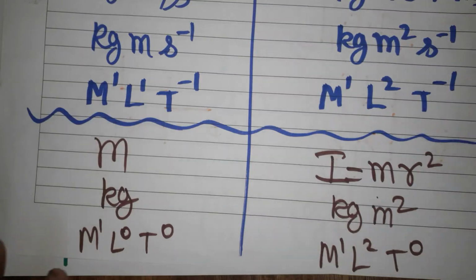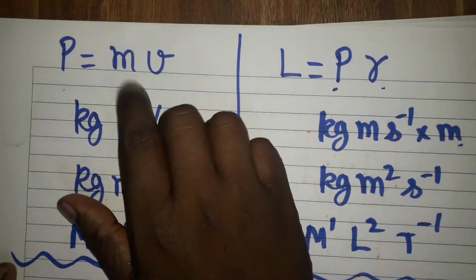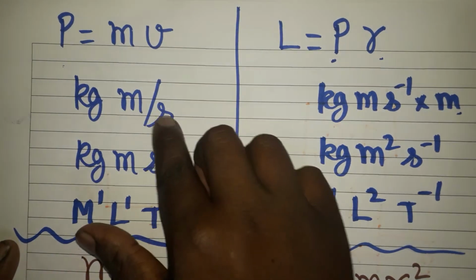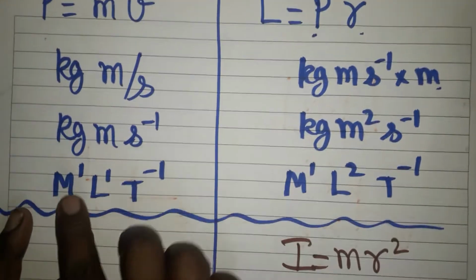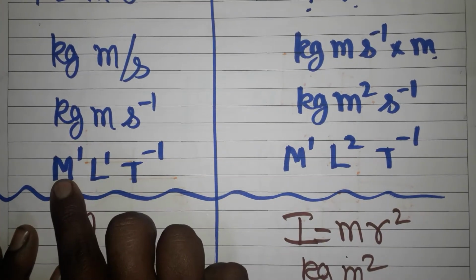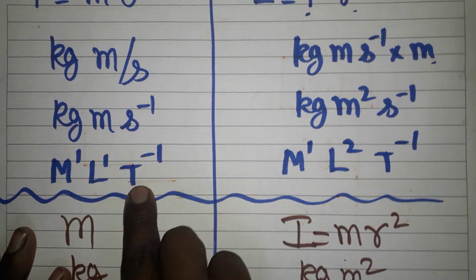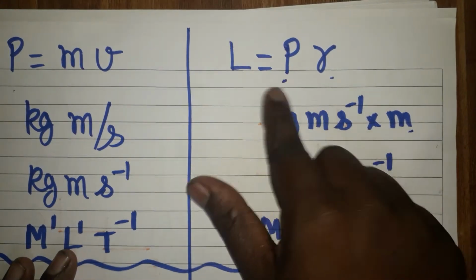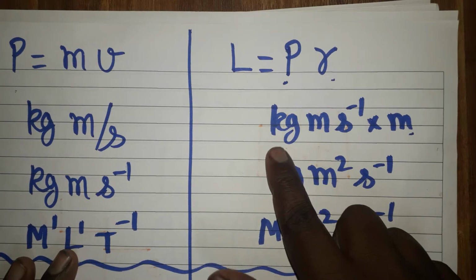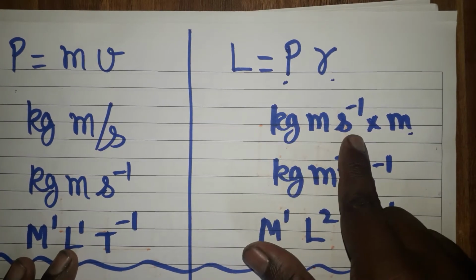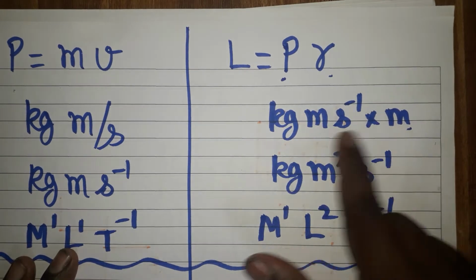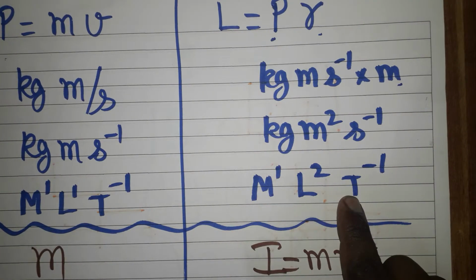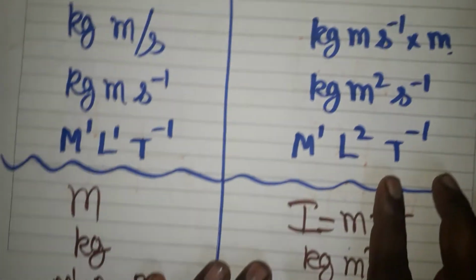Next, linear momentum: mass into velocity. The unit of linear momentum is kg, velocity is meter per second. So the dimensional formula is M power 1, L power 1, T power minus 1. For rotation motion, angular momentum is the linear momentum times radius. Linear momentum we already know, kg meter second minus 1. Radius is meter, so kg meter square second minus 1. M power 1, L power 2, T power minus 1 is the dimensional formula for angular momentum.